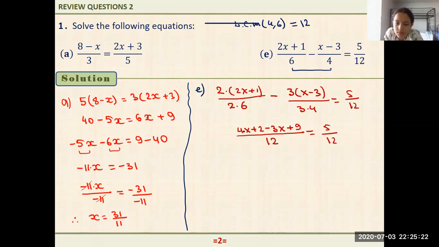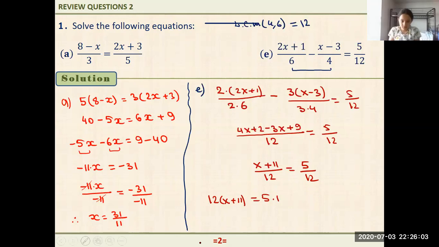Now let's simplify. 4x minus 3x is 1, or x. Very good. 2 plus 9 is 11, over 12, equals 5 over 12. All right. Now on the left hand side we have one fraction, on the right hand side we have one fraction. Now we can cross multiply. If you cross multiply, we have here 12x plus 11 equals 5 times 12.